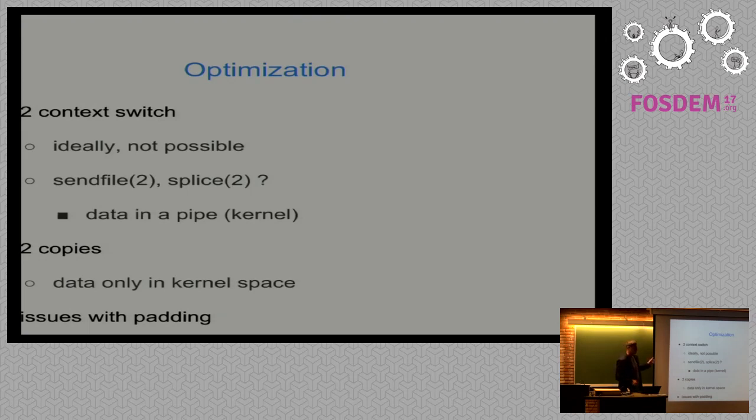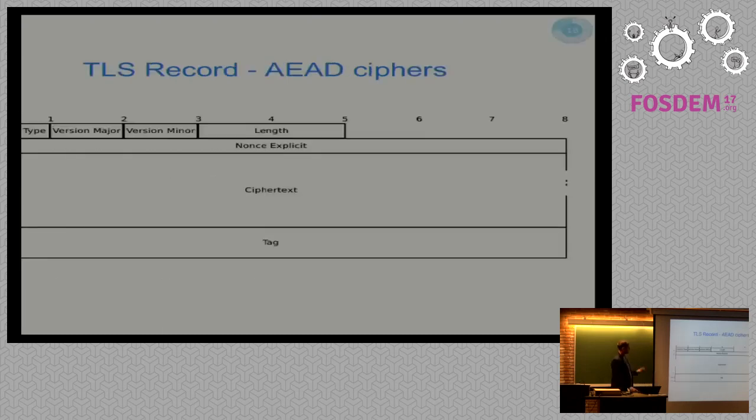On the one hand, we didn't save two context switches, but on the other hand, we saved two copies. So we are no longer required to copy data from user space to kernel space, and vice versa, just to do decryption. When I was implementing AF_KTLS, there were issues with padding, for example, that also affects the optimization.